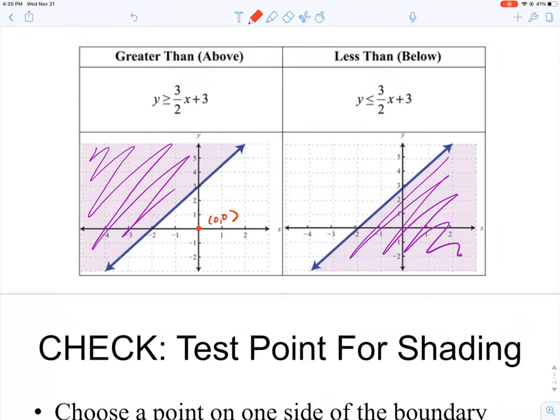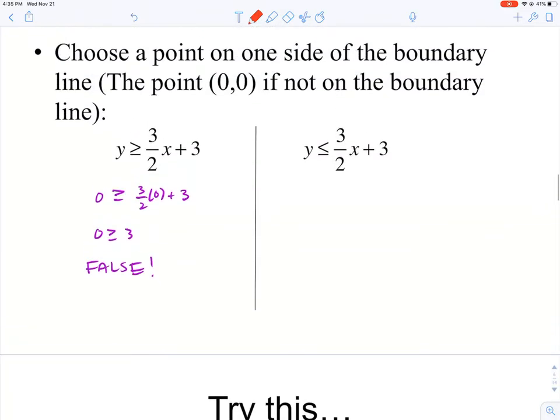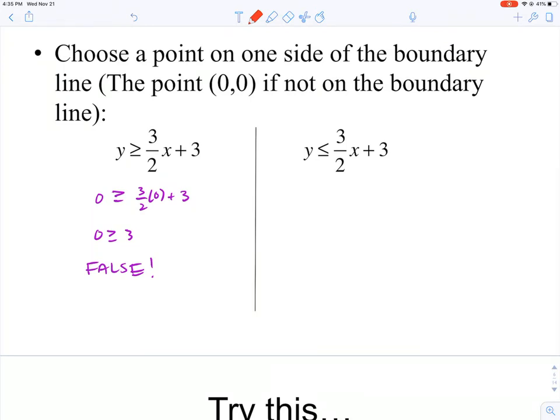You could also, if you were testing to see if you shaded correctly, pick a point, like (-3, 0), and substitute that into the inequality. So I said (-3, 0).